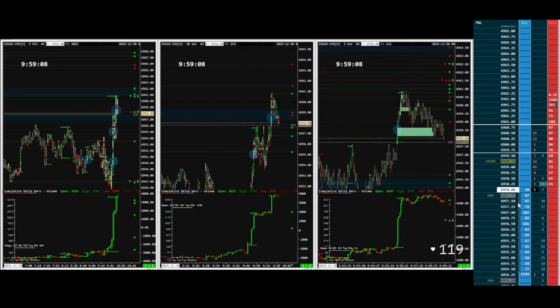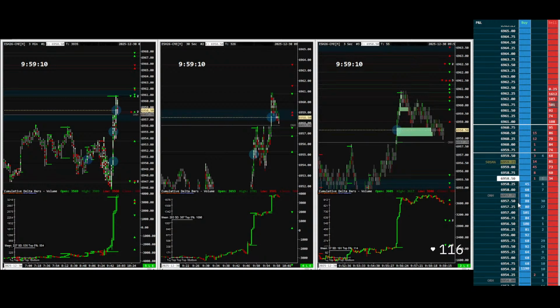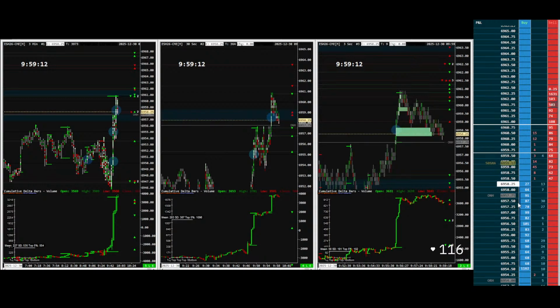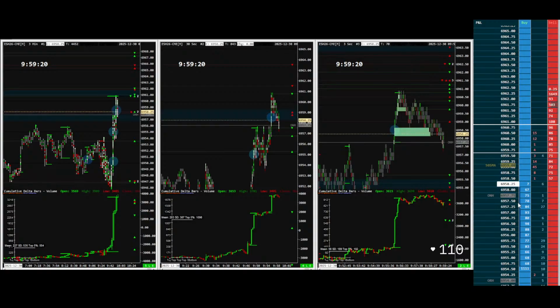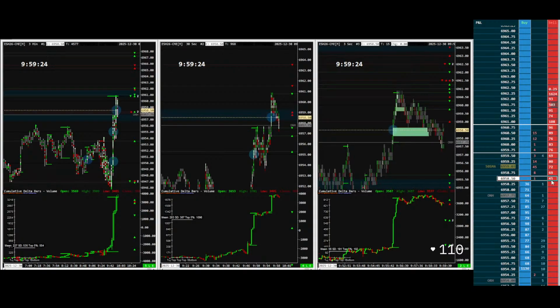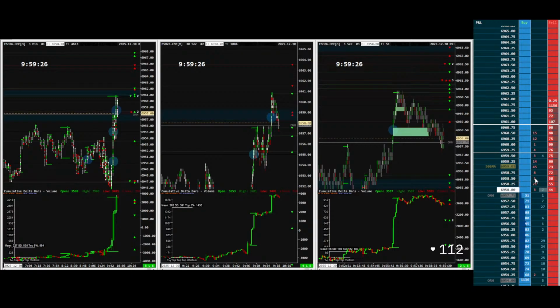They are accepting into it though. It's like a struggle grind down almost. Yeah. So it was a fade. It worked for 2 ticks, but then it would have gone against me about 4 so far.